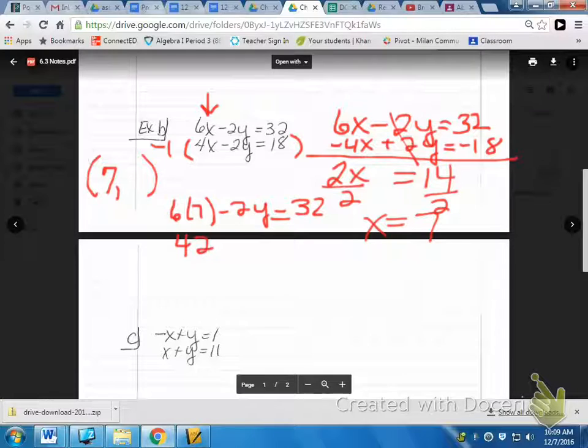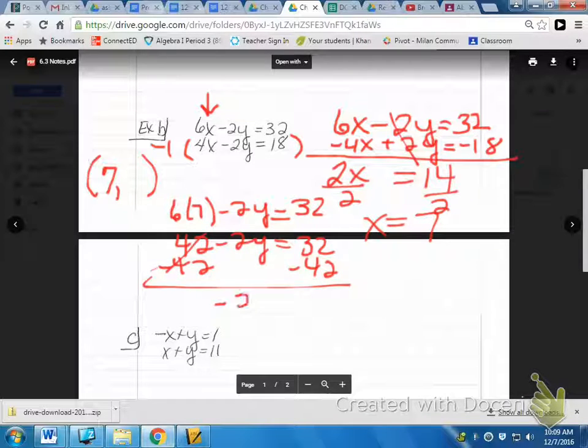So 42 minus 2y equals 32. Subtract 42 from each side. -2y equals -10. And divide by -2. So y is 5. So your solution is 7, 5. Questions about that?